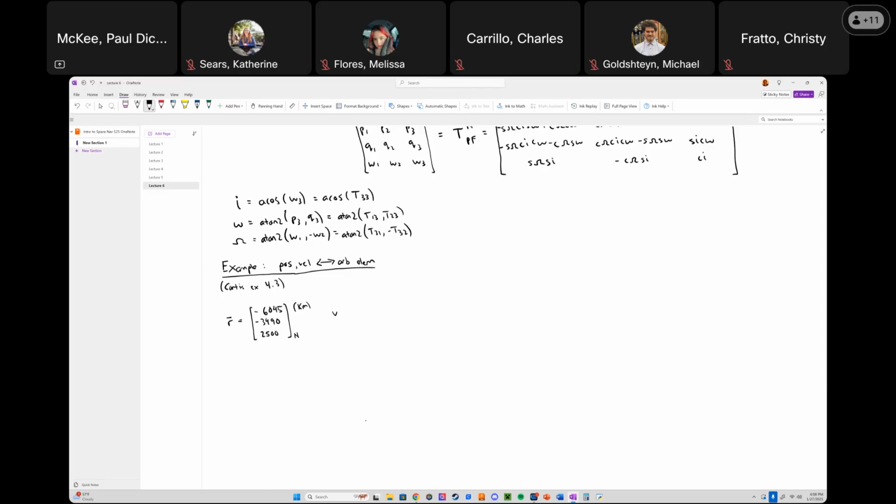Now, velocity is negative 3.457, 6.618, and 2.533 in the Newtonian frame, and this is kilometers per second.